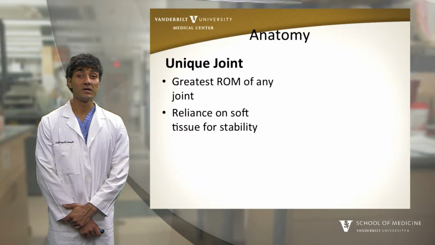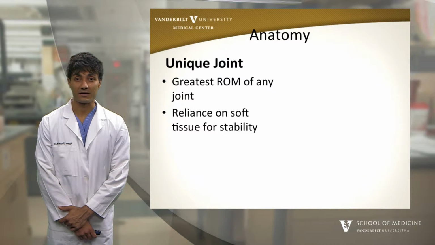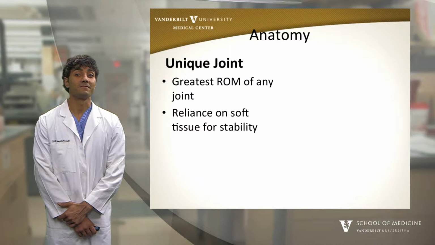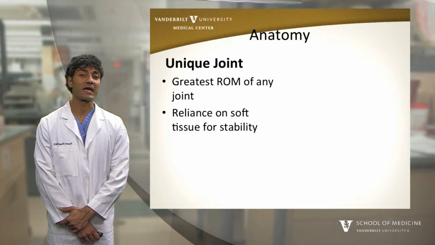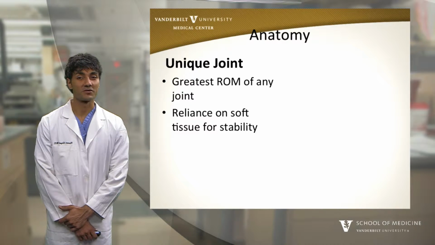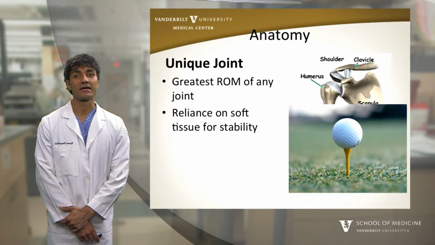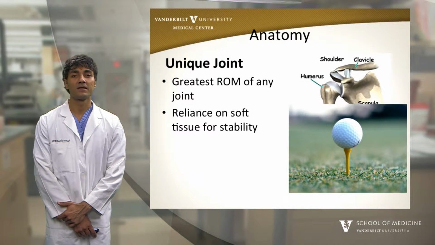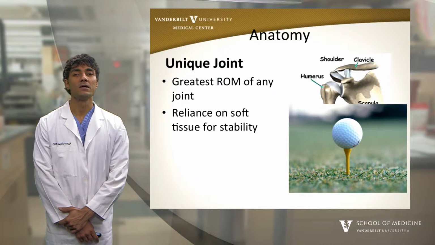The shoulder joint's very unique in that there's a lot of motion there. It's in contrast to the hip joint. Hip joint has some stability but decreased range of motion. The shoulder itself is more like a golf ball on a tee and relies a lot on soft tissue for stability.